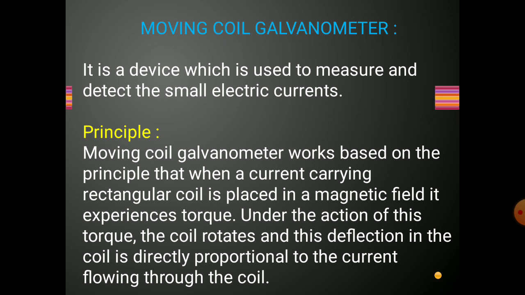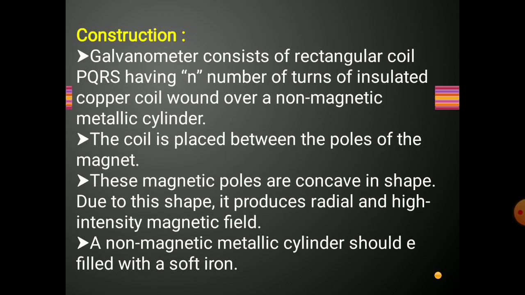Now, what is the working principle behind the moving coil galvanometer? It works on the principle that when a current carrying rectangular coil is placed in a magnetic field, it experiences torque. Under the action of this torque, the coil rotates and this deflection in the coil is directly proportional to the current flowing through the coil. So let us see the construction of the moving coil galvanometer.